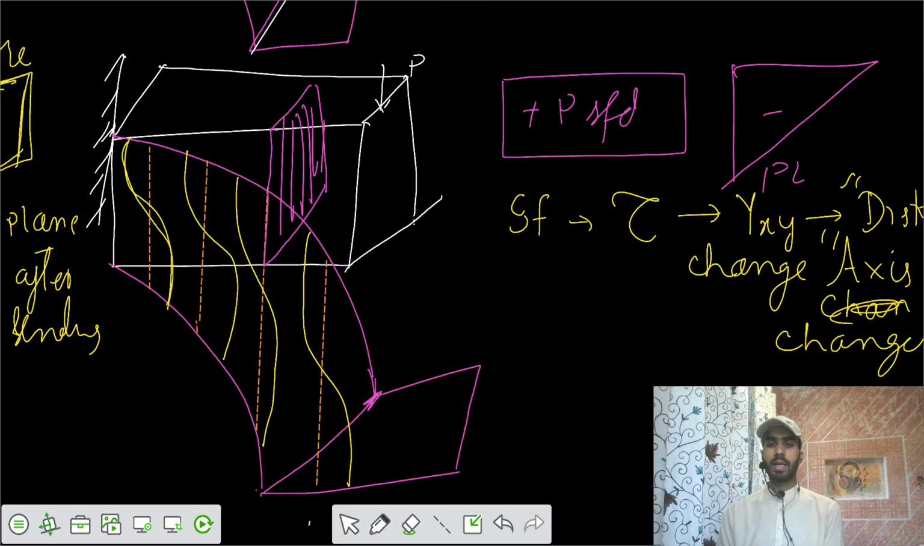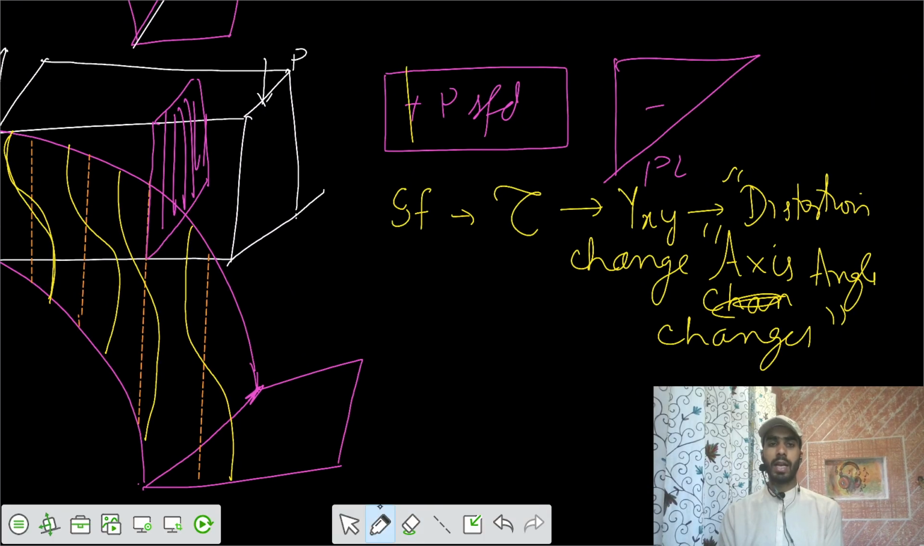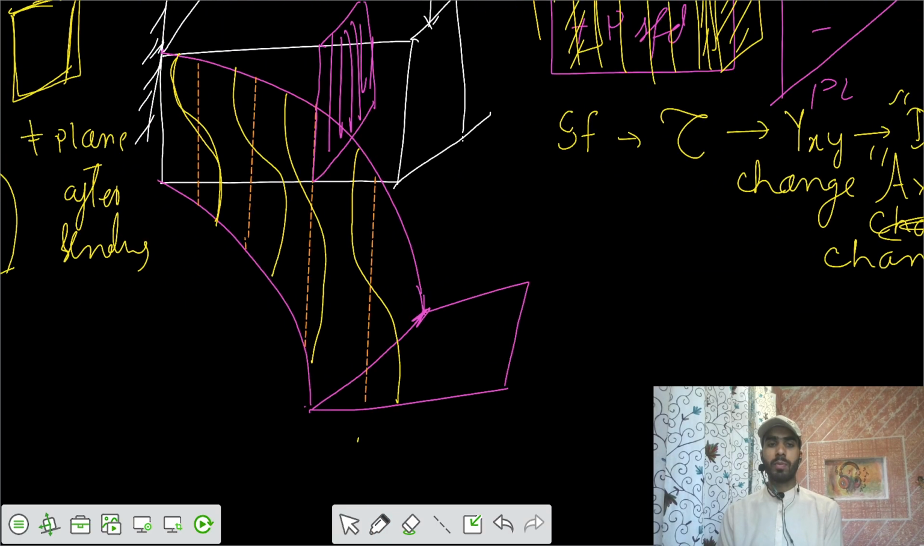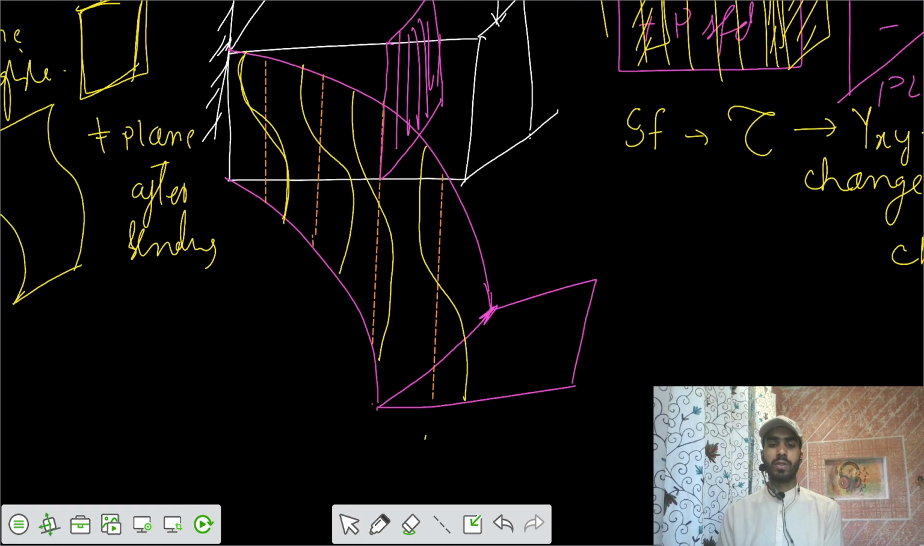And one more thing is that since you have a constant shear force diagram, that means every section has a shear force value of P. So shear force is constant on every section. That means the warping effect would be the same on every section. So the amount of warping would be the same. Let's say this is delta, and this is also delta, and this is also delta, and this is also delta.